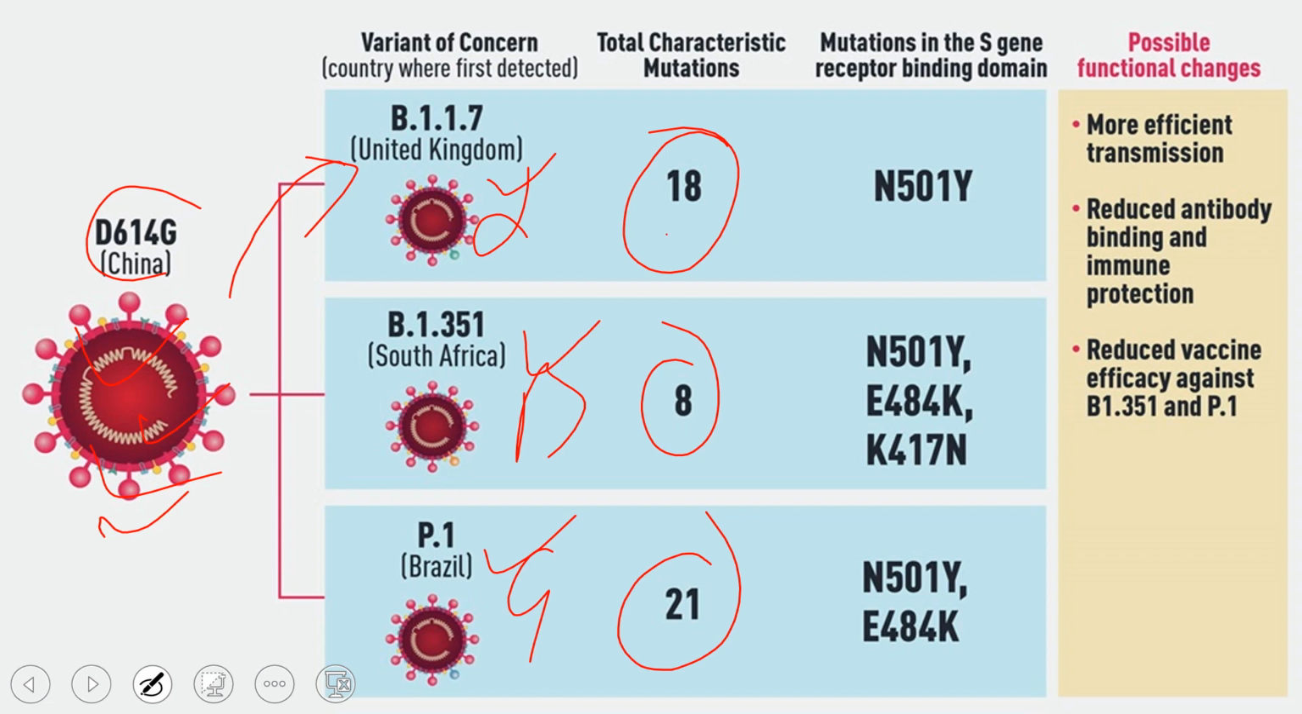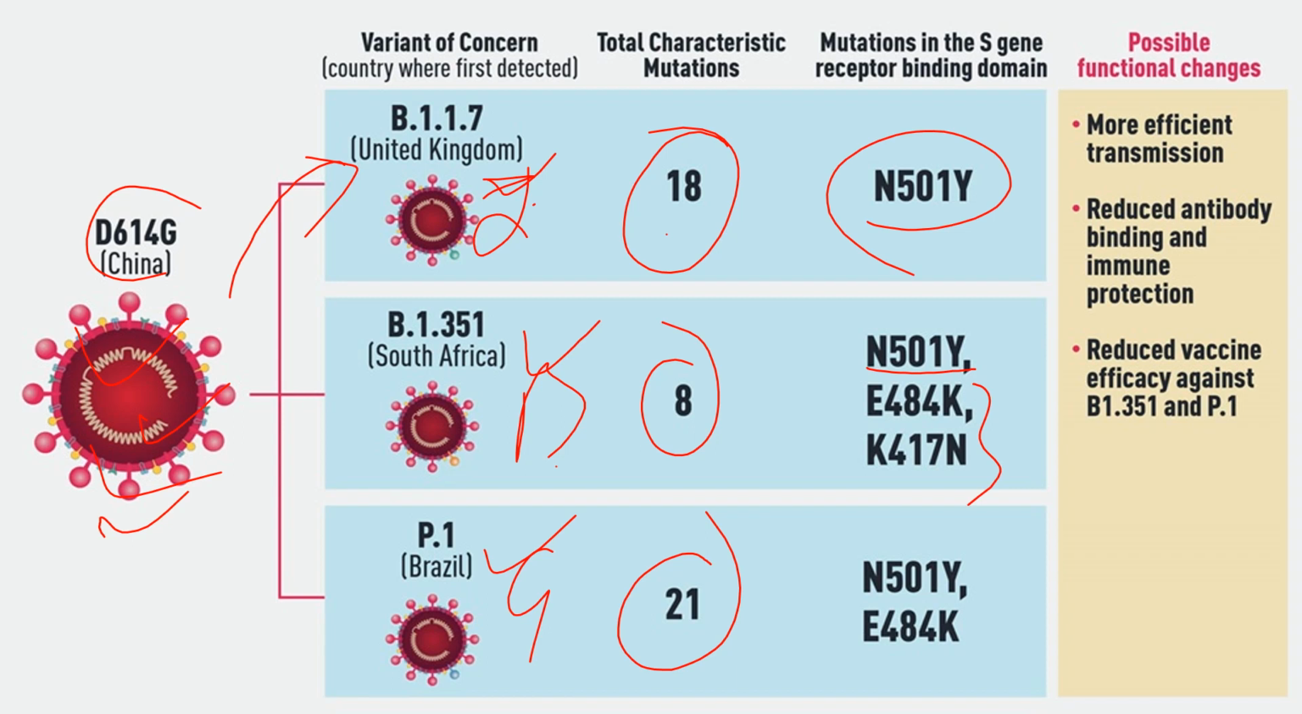The most important mutation in the S gene, which is responsible for recognition of the host cells and transmission, in the UK alpha variant is N501Y. In the beta variant, or African variant, N501Y was there. Other than that one, two other mutations were also present.